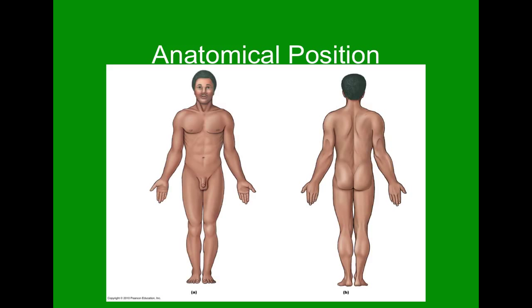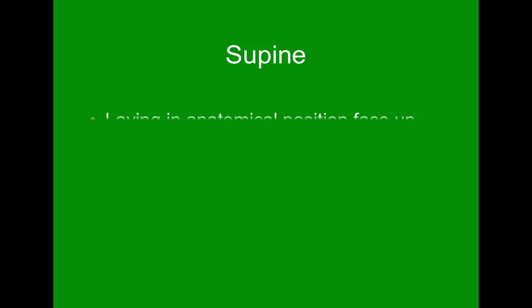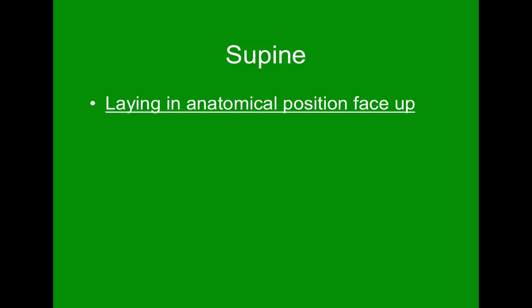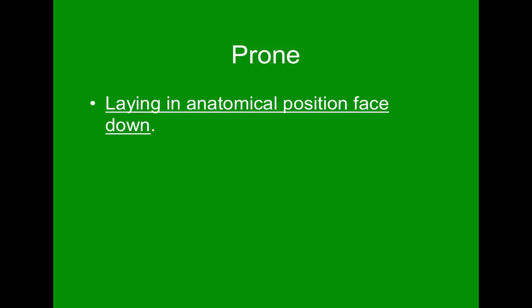Now, we do have a couple of variations on this. The first one would be supine, and supine is when you lay in anatomical position face up. For instance, when you lay down in bed, you're usually supine. The other one is prone, and prone is when you lay in anatomical position face down. If anybody has ever done any sort of marksmanship qualifying, one of the positions is prone, where you're laying on your belly and operating the weapon that way.